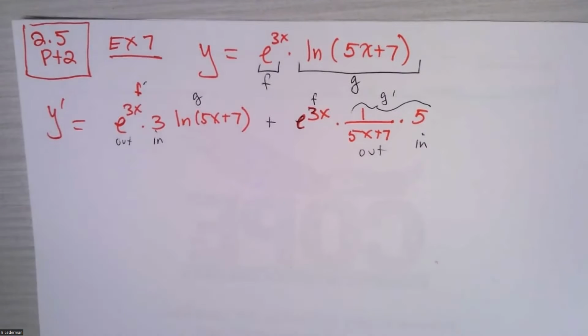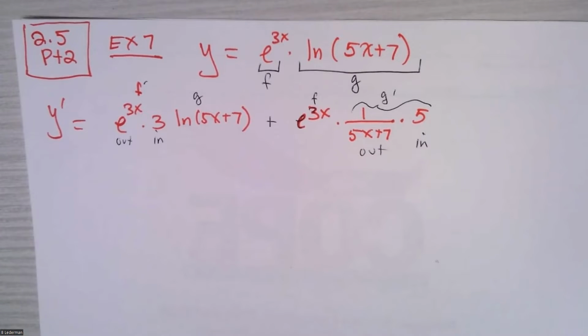Okay, let's do another problem. So ultimately this is a product rule problem with a chain rule, but we needed chain rule to get our f prime and our g prime. So it's a product rule and the chain rule was within the product rule. Let's do some other ones.